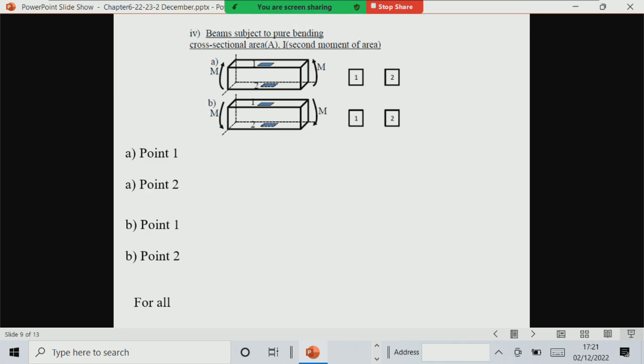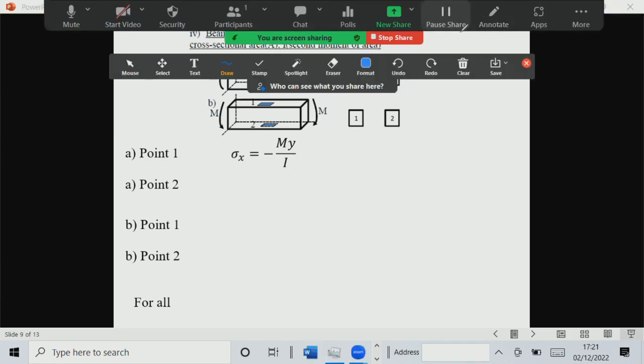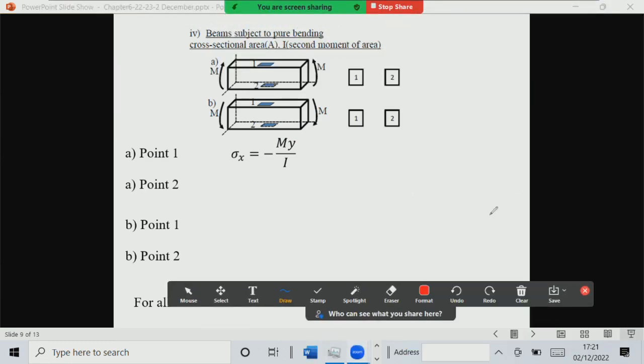So the two elements selected, one is on the top layer and one at the bottom. So point one. Do you agree that the stress applied at point one is minus M multiplied by y divided by I? y is the distance of this layer from the neutral axis. Say this is the X axis, capital X. I don't want you to mix it up with the x and y axes of these two elements. So this y here is this distance from the neutral axis. And I is the second moment of area of the cross section.